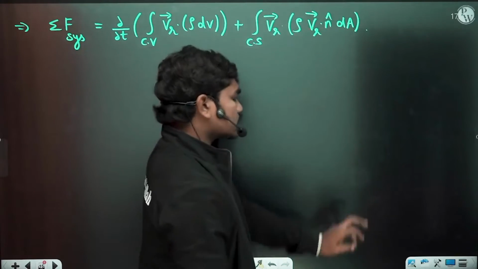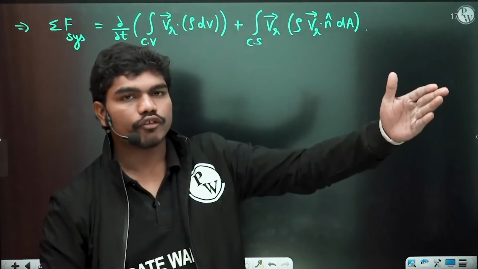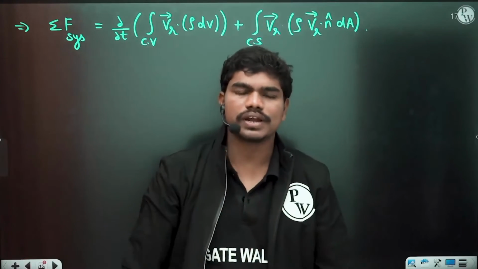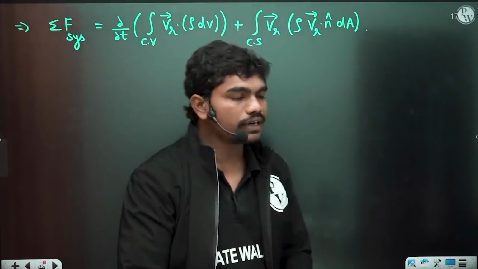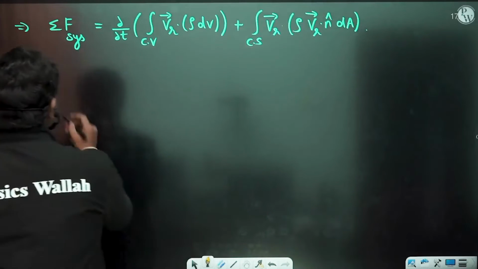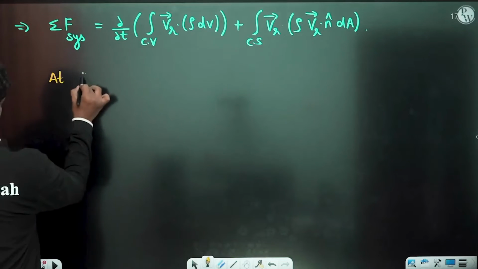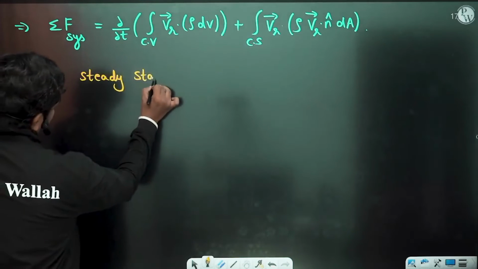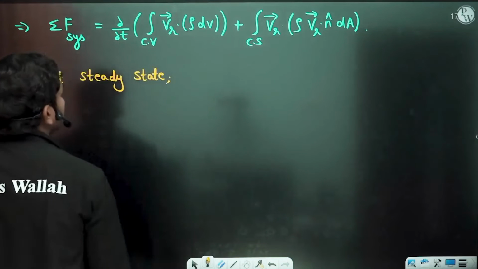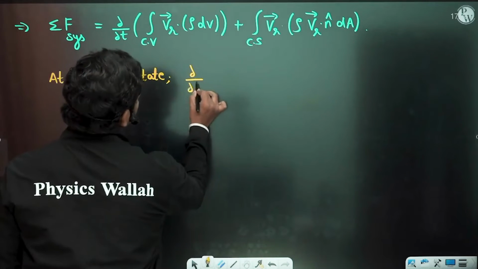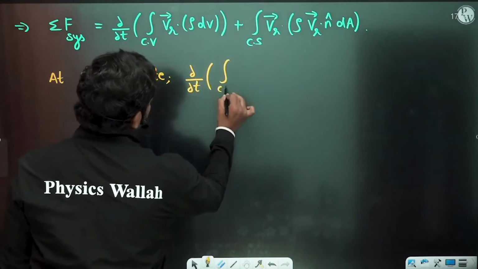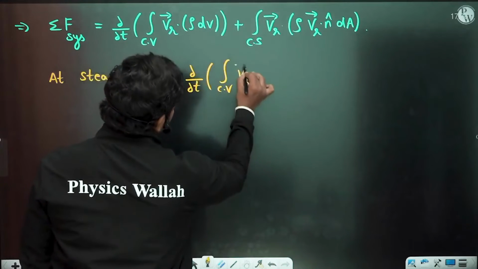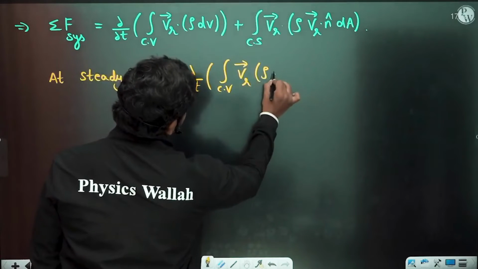Now under steady state, let us suppose there is some plate, and some amount of fluid is hitting it and coming back. Let us suppose the mass flow of the fluid is some constant. Everything is constant, it's steady state. So now at steady state, if you see, this dou by dou t, the rate of change of this quantity V r bar times rho dV.